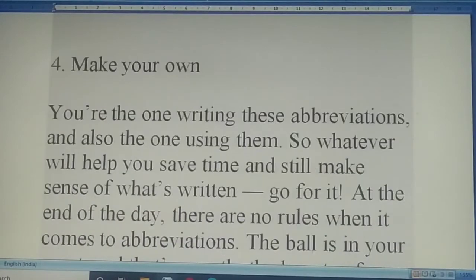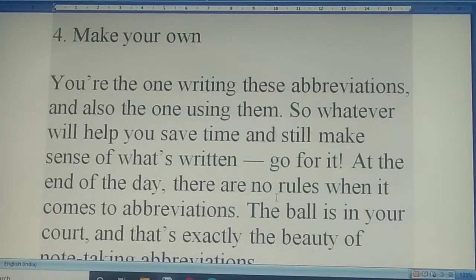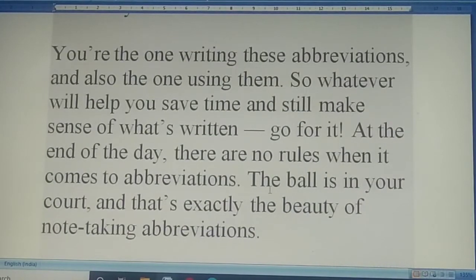Make your own. Children, these are very important points. Don't forget to note down all these important points. It will help you in note making. Otherwise, you will be confused. You are likely to go wrong in abbreviating the words. You are the one writing these abbreviations and also the one using them. So whatever will help you save time and still make sense of what's written, go for it.